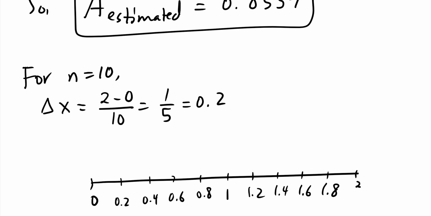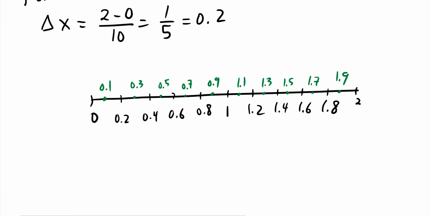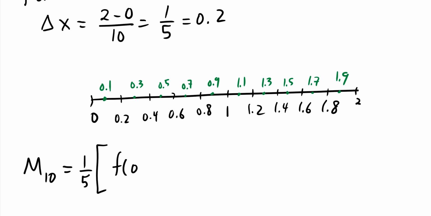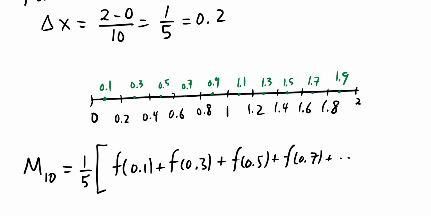Now the midpoints are 0.1, 0.3, 0.5, 0.7, 0.9, 1.1, 1.3, 1.5, 1.7, 1.9. These, the green ones, are the ones we're going to be using. So M sub 10 is going to be delta x, which is 1/5, times the function evaluated at 0.1 plus the function evaluated at 0.3 plus the function evaluated at 0.5 plus the function evaluated at 0.7. And this goes on and on until the function evaluated at 1.9.